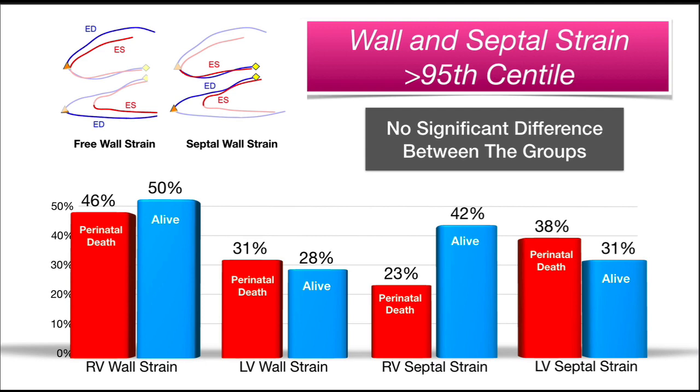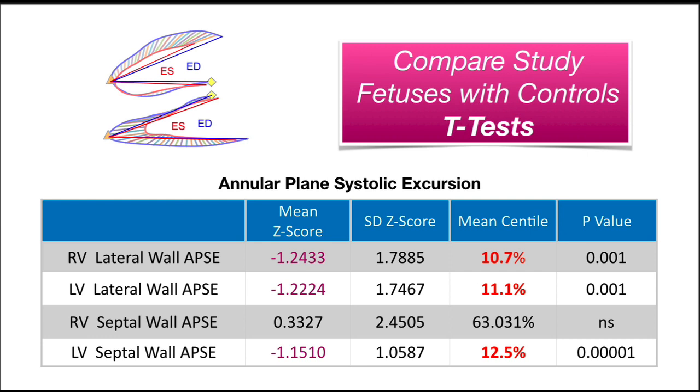Similarly, there were no significant differences in the percent of fetuses with abnormal wall and septal strain between those with perinatal deaths and those who survived the neonatal period. This represents the annular plane systolic excursion. The RV and LV lateral wall and LV septal wall annular plane systolic excursion were significantly less than the control fetuses, with values ranging between 10.7% and 12.5%.